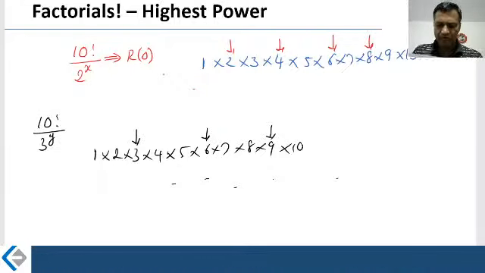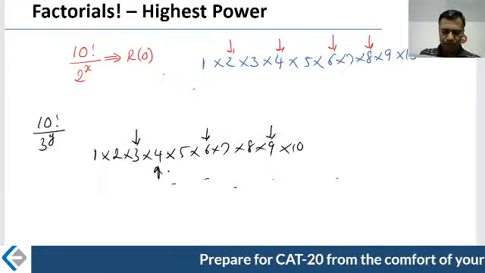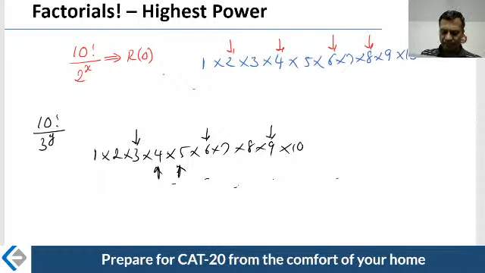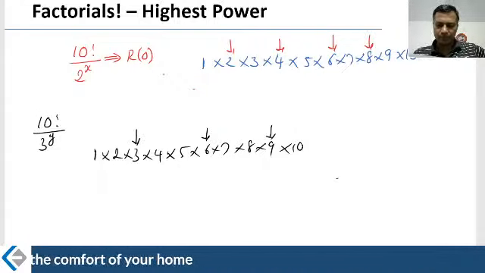Highest power of 3 means every third number. Don't look at 4 and 5 looking for a 3; you will not find it. Every third number. Similarly, if I ask for the power of 5, look at every fifth number. That's what you should be doing here.